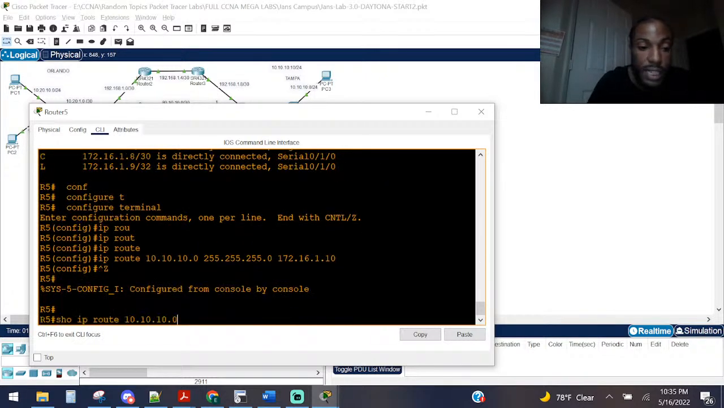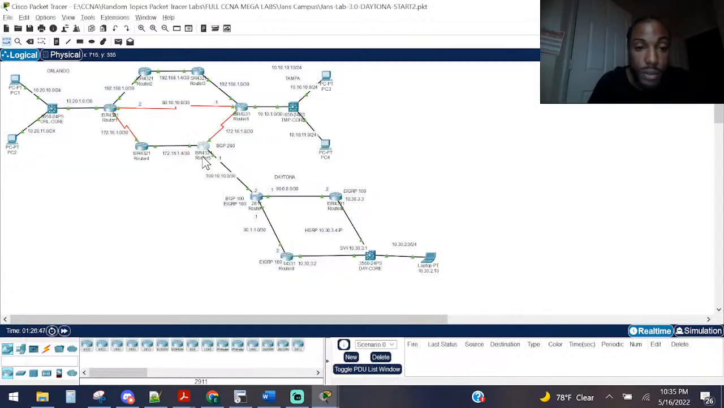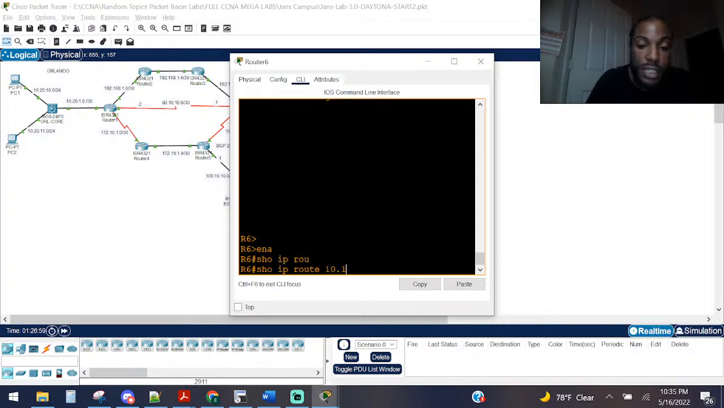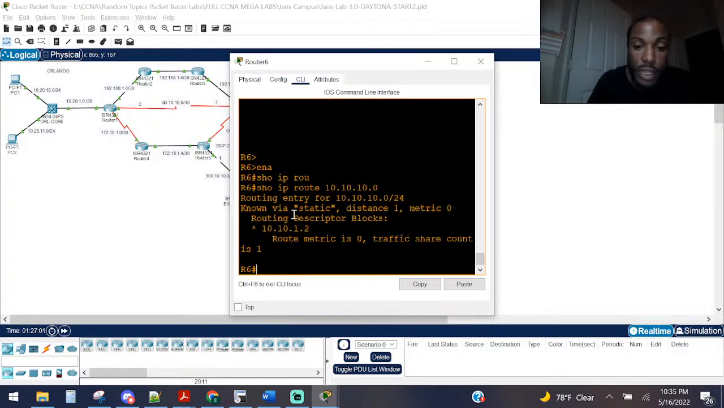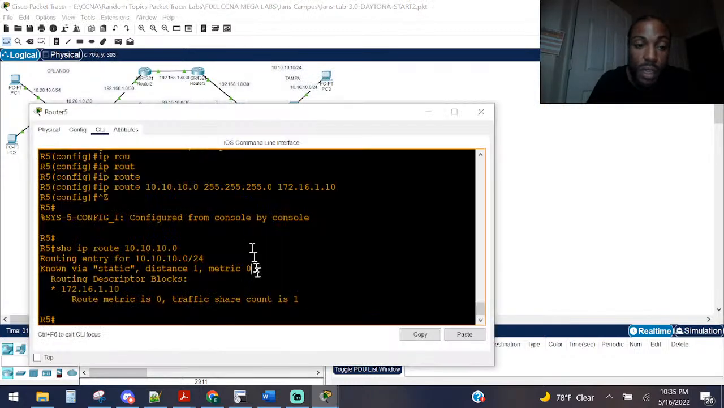Does he have a route to get to Tampa now? Yes, he does. And router 6 should obviously know how to get to Tampa. But let's just see if he has ways to get to both Tampa and router 5. Enable, show IP route 10.10.10.0. He knows how to get there. So now he knows how to get there. Let's see if router 5 can ping a host in Tampa. Ping quad 10.